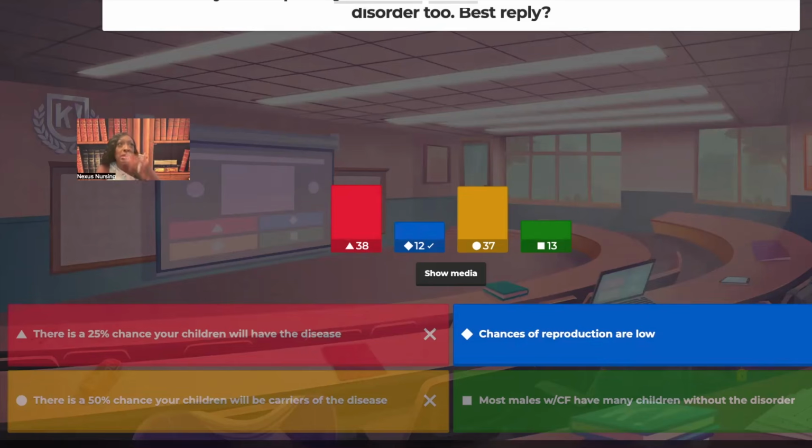Here's the thing. Cystic fibrosis, it's an autosomal recessive disorder. So any disorder that's autosomal recessive, cystic fibrosis, what else is autosomal recessive?